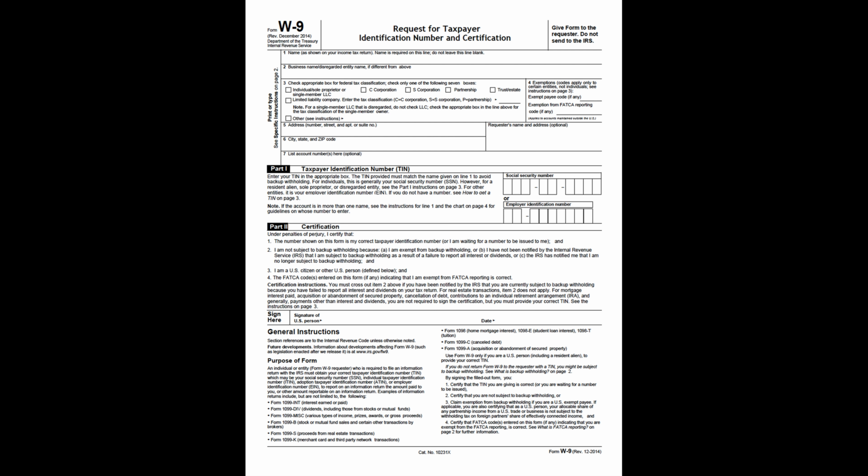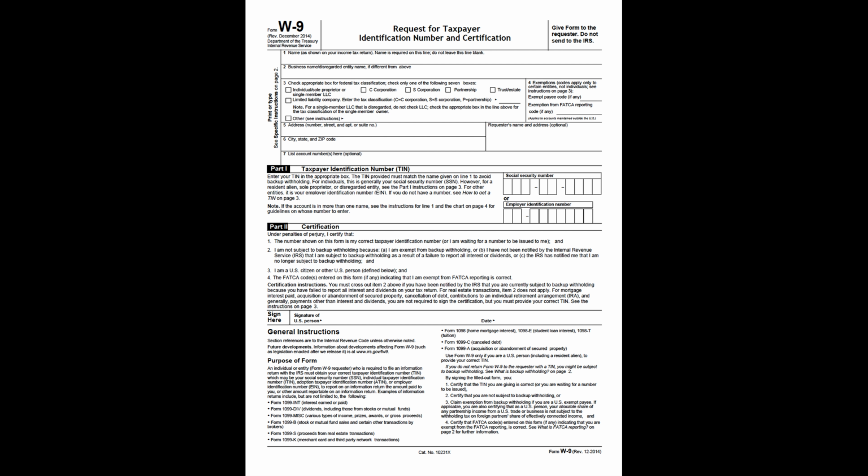1. Name, as shown on your income tax return. Name is required on this line, do not leave this line blank. 2. Business name/disregarded entity name, if different from above. 3. Check appropriate box for federal tax classification, check only one of the following 7 boxes.